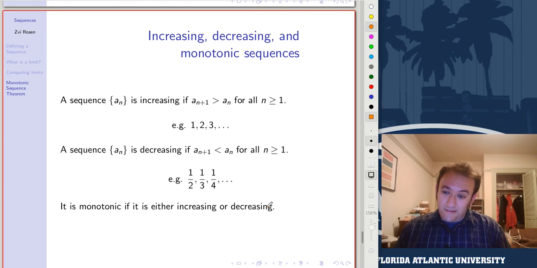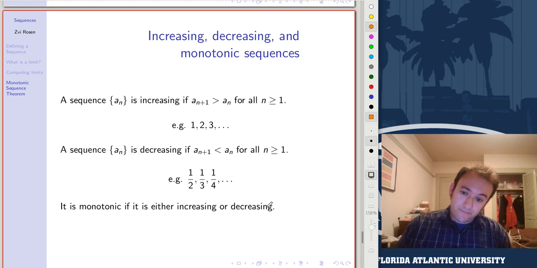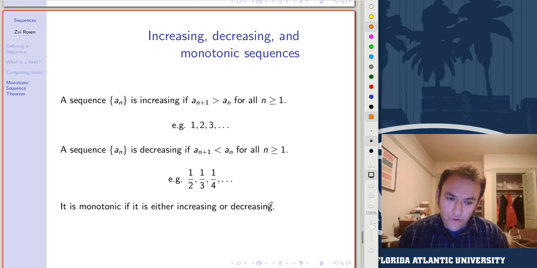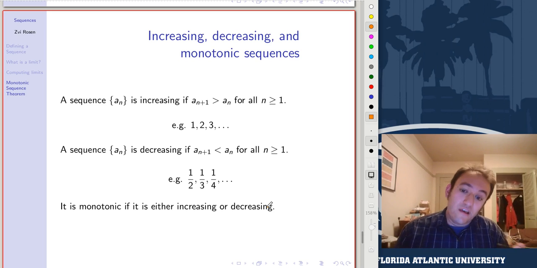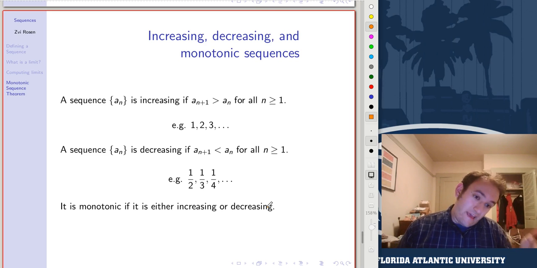A sequence a_n is decreasing if a_{n+1} is less than a_n for all n greater than or equal to 1. For example, 1/2, 1/3, 1/4, 1/5, etc. Because 1/3 is less than 1/2 and 1/4 is less than 1/3, and at every step of the sequence you're stepping down, it's called decreasing.